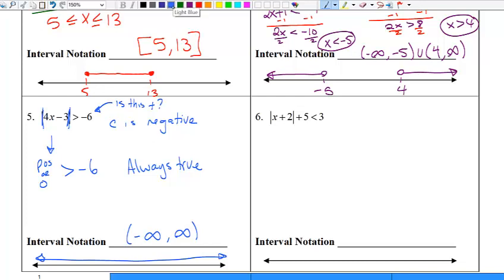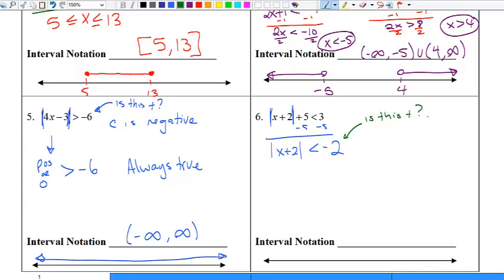For the last problem on this page, we're going to subtract 5 on both sides. So the bars are by themselves. We need the bars all by themselves first. So we have x plus 2 is less than negative 2. 3 minus 5 is negative 2. So step 1 is done. My bars are by themselves. The next question is, is this positive?